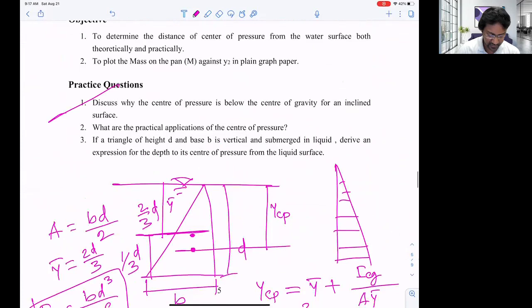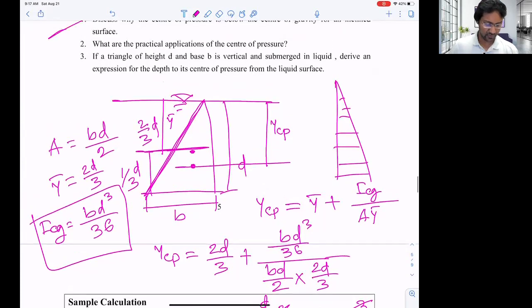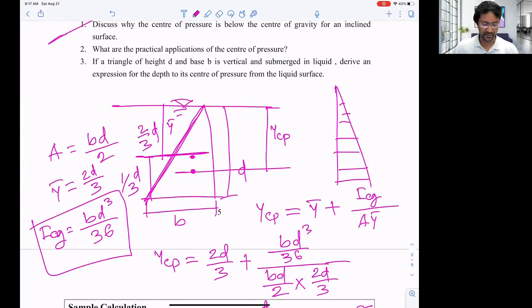This surface is inclined, right? So that's why for an inclined surface, the center of pressure is located below the center of gravity. And we already know the practical application, and we already have an idea about this one.